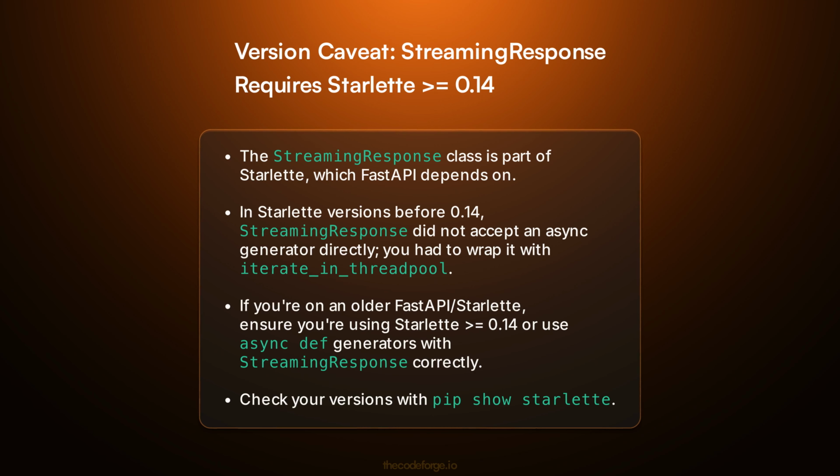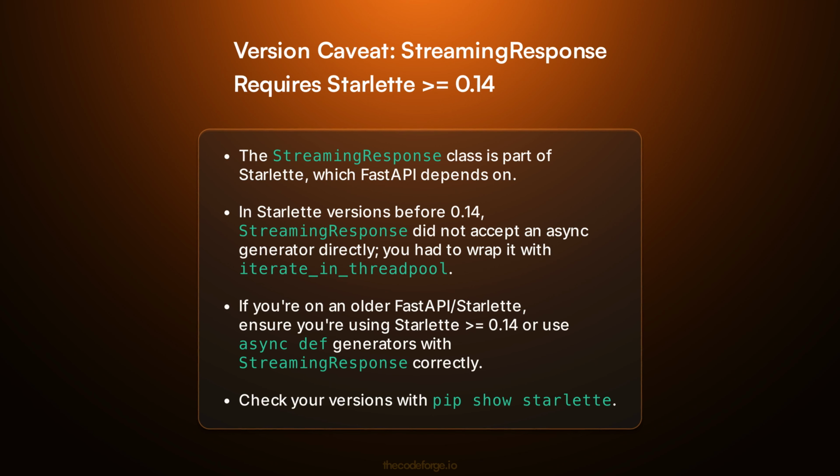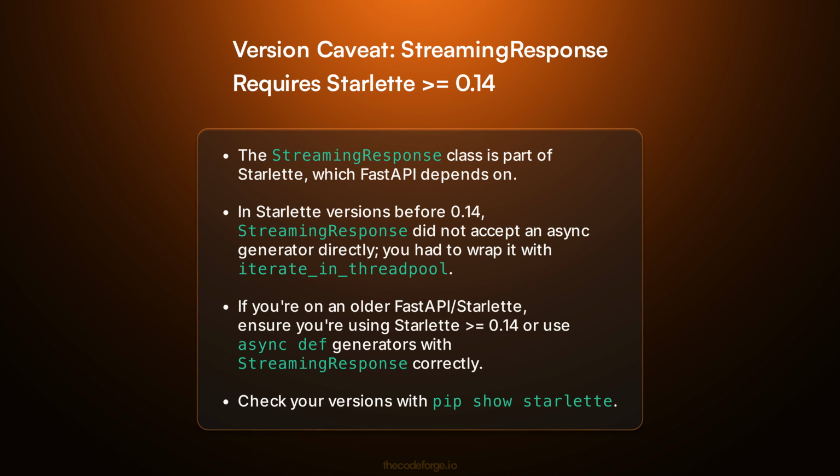The StreamingResponse class is part of Starlette, which FastAPI depends on. In Starlette versions before 0.14, StreamingResponse did not accept an async generator directly. You had to wrap it with iterate_in_threadpool. If you're on an older FastAPI/Starlette, ensure you're using Starlette 0.14 or newer, or use async def generators with StreamingResponse correctly. Check your versions with pip show starlette.